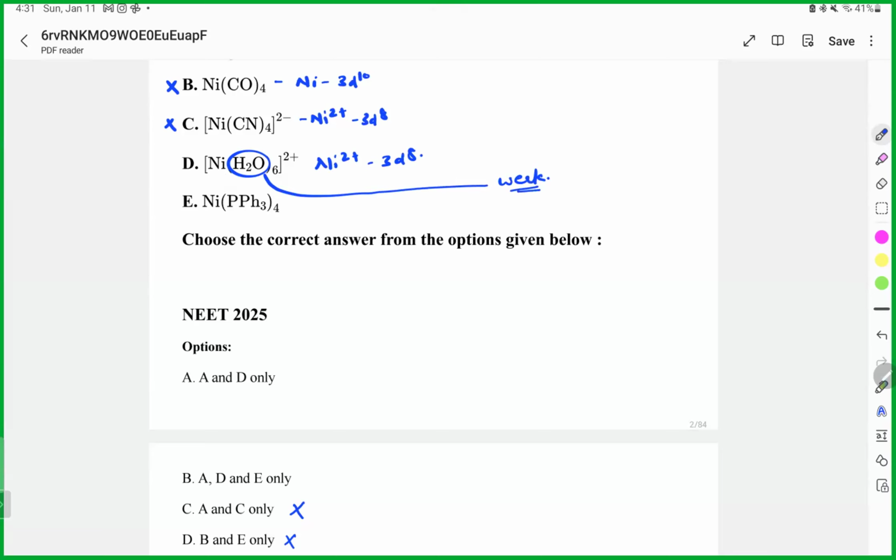And last, this tetraphosphite. So in this case, nickel will be neutral. Neutral means 3d8 4s2. Correct? So all electrons will be paired in this case, so it will be diamagnetic. Any doubt? No, sir.